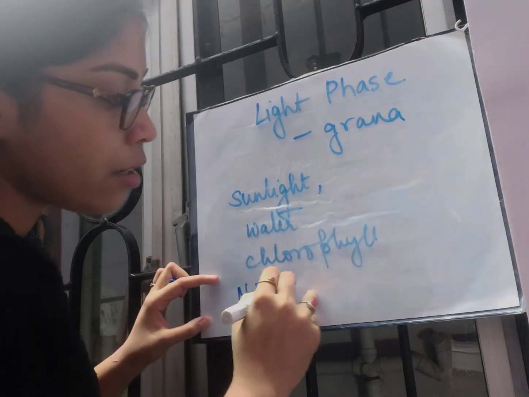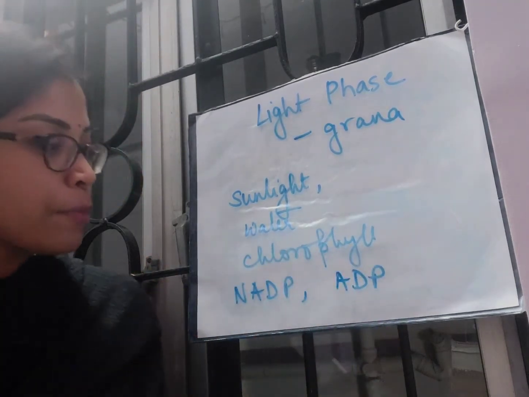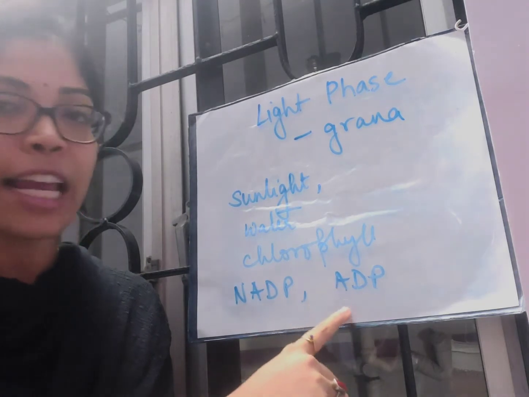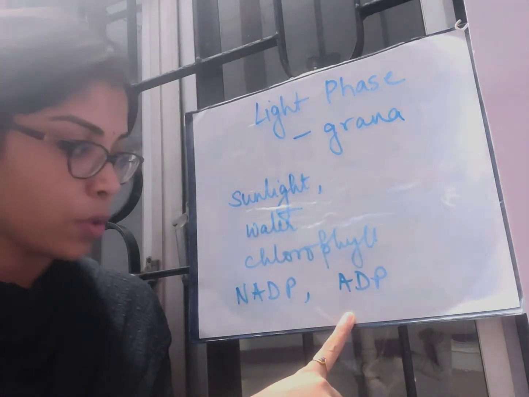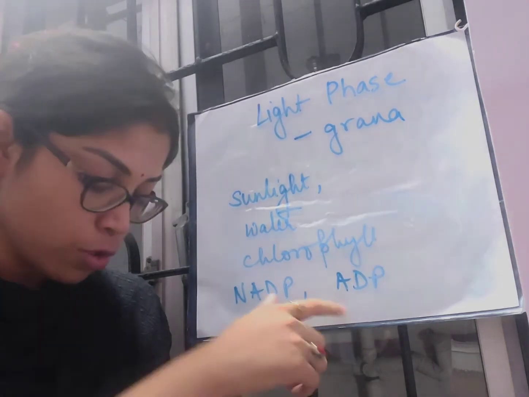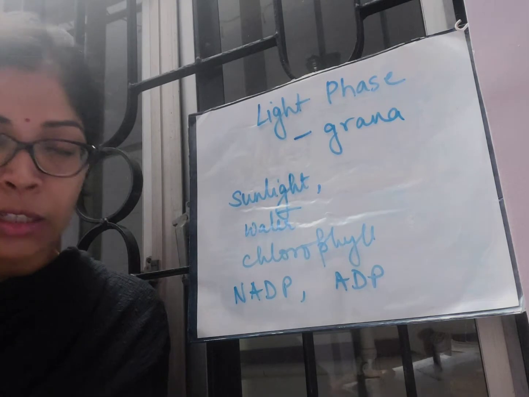NADP and ADP. So the full form of NADP is nicotinamide adenine dinucleotide phosphate, and ADP you already know what it is. Okay, so this one is nicotinamide adenine dinucleotide phosphate. I will give it in your PDF. You will get the name.